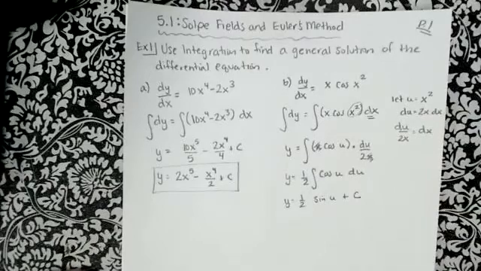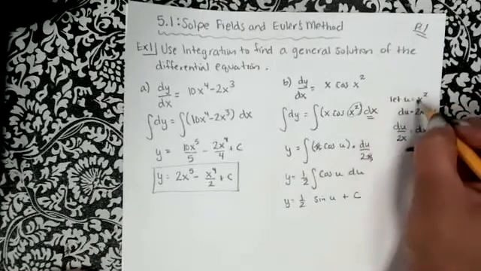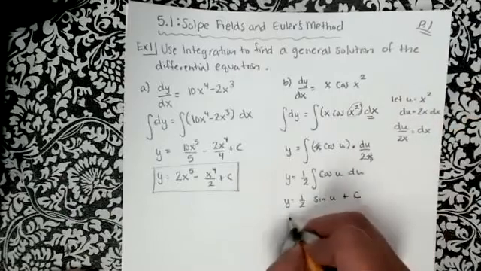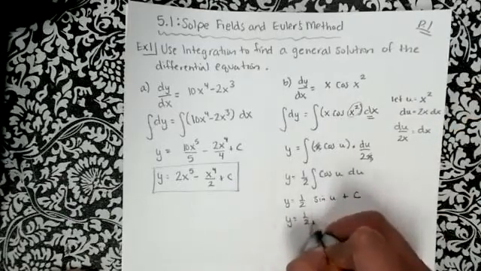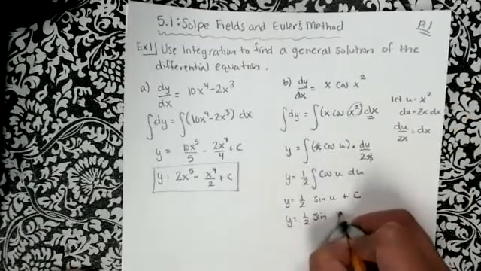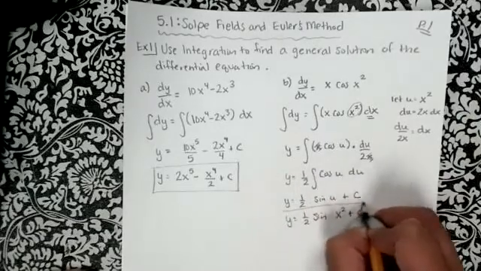Now you are not done because our problem did not have u's, it had x's. So make sure you plug the u back in. So then y equals 1/2 sine of x squared plus c.